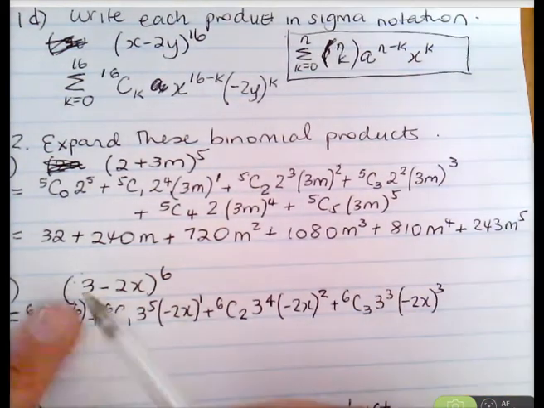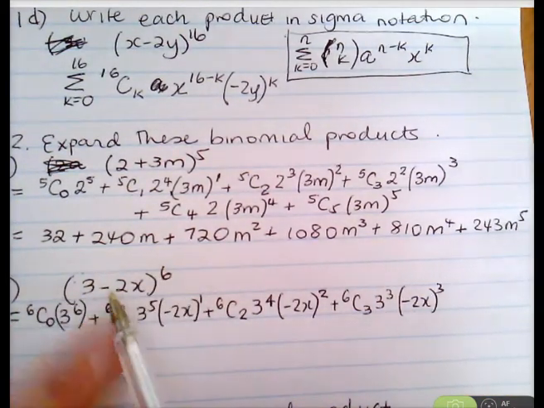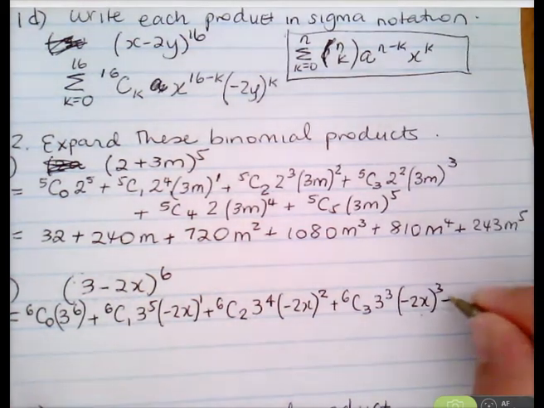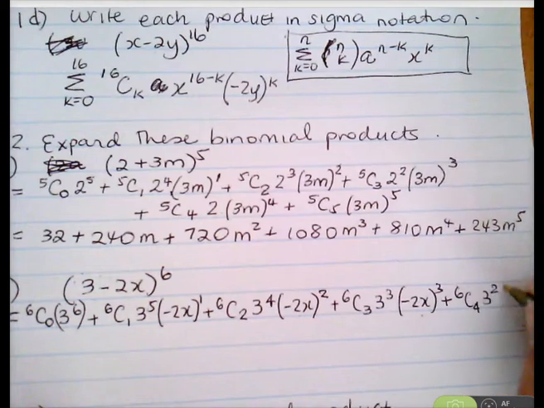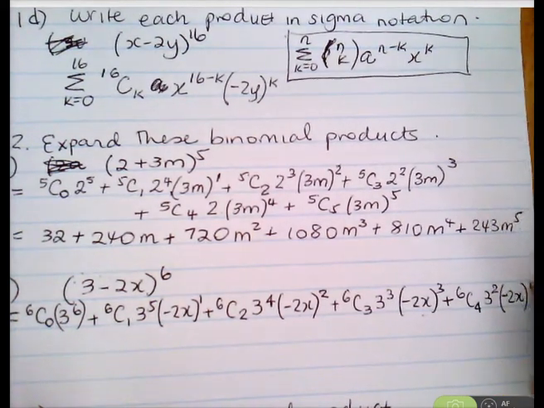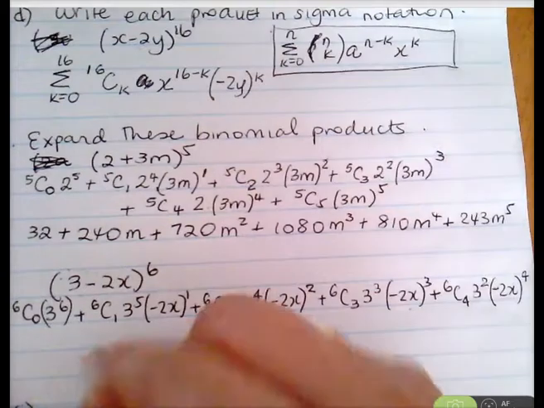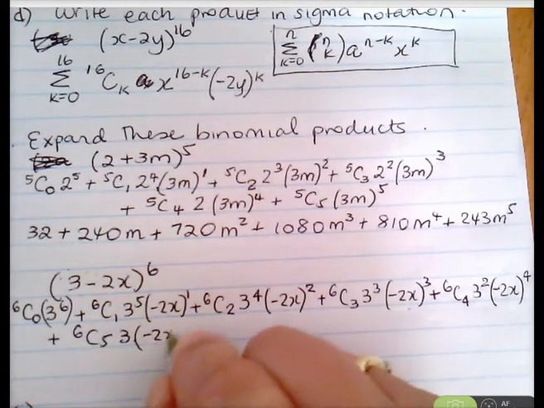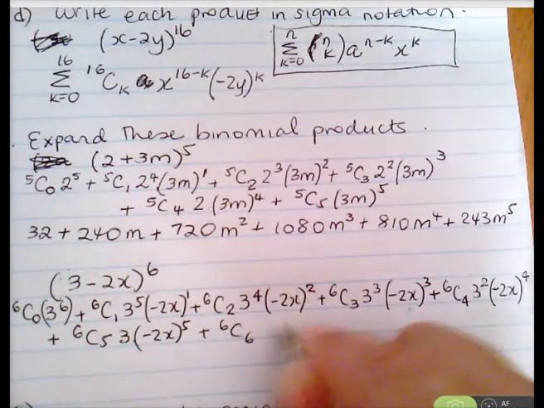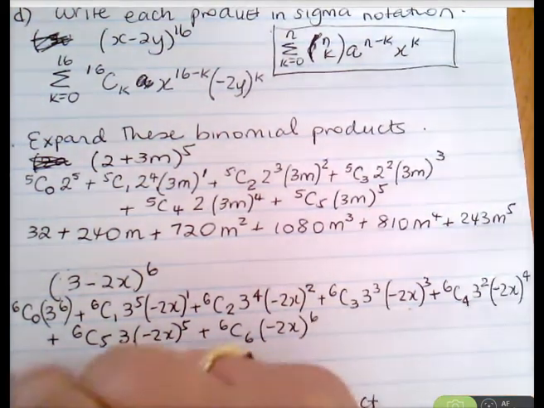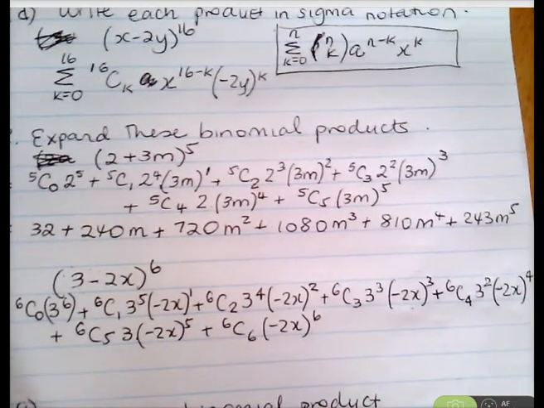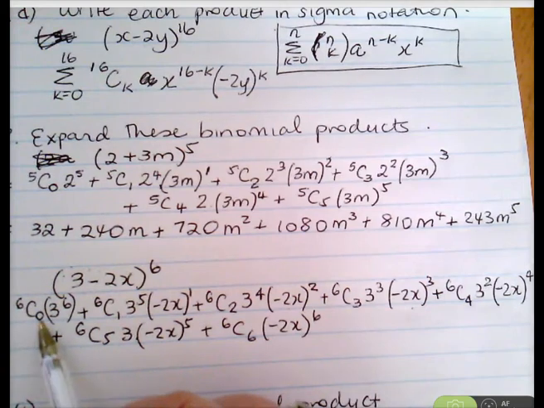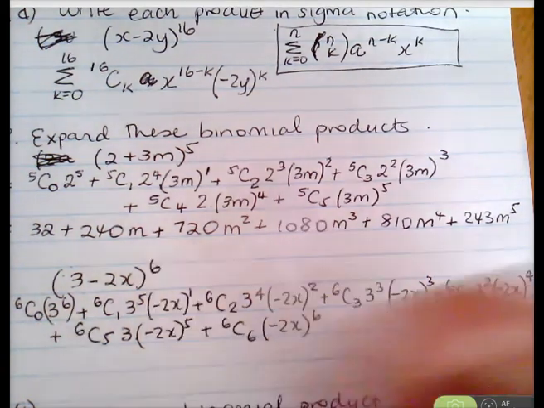Notice we're going down one power starting at the highest power of the first term with no powers of the second term, and then just introducing one additional power of the second term, plus 6 choose 4, 3 squared, minus 2x to the power of 4. Then we keep going, plus 6 choose 5, 3 times minus 2x to the power of 5, plus 6 choose 6, we've got minus 2x to the power of 6. And now just doing those expansions, that will be 1 and 3 to the power of 6.